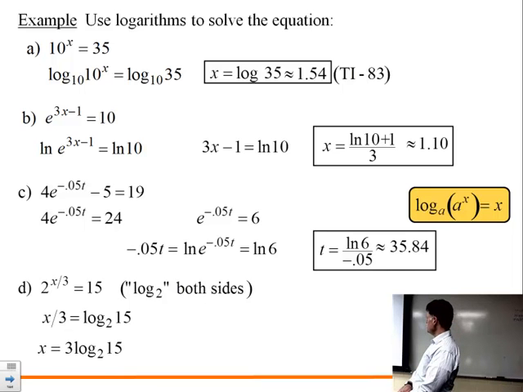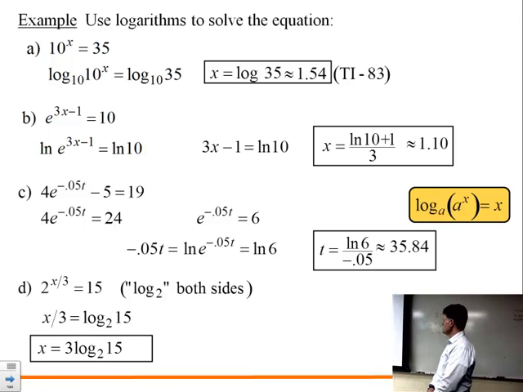And I'm going to, okay, 2 to the x over 3 is equal to 15. Well, for x over 3, hit both sides with a log to the base 2. Gives me x over 3 is log to the base 2 of 15. So multiply both sides by 3. x is 3 log base 2 of 15. Well, what's that approximately equal to? Do you know how to do logs to any base in your calculator? No?